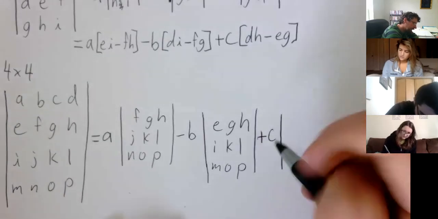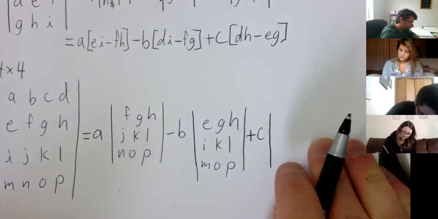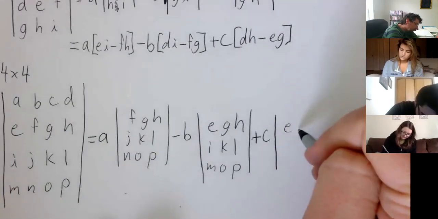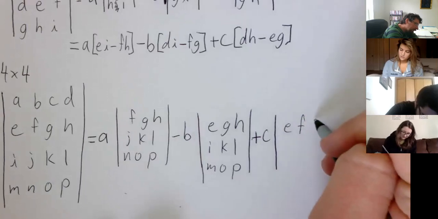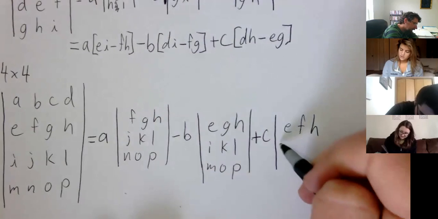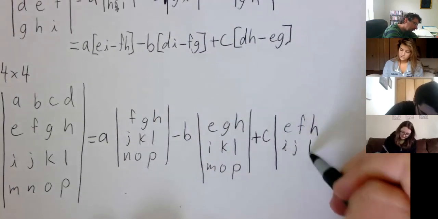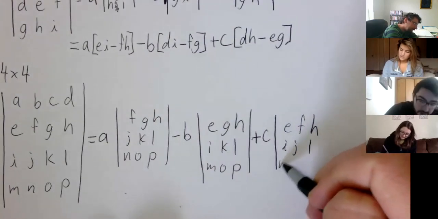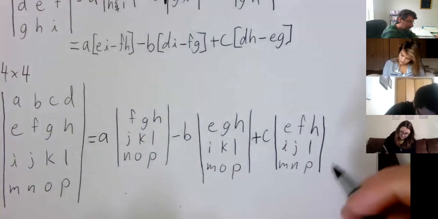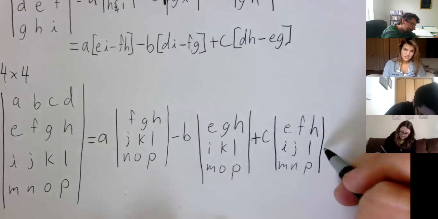C. What's going to be in that one? EFG. Yep, so we got E, F, H. Yep. Next, IJL, yep. MNP, yep. Okay, next term. Minus D. Yep.